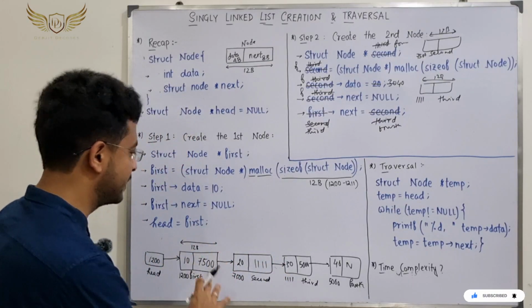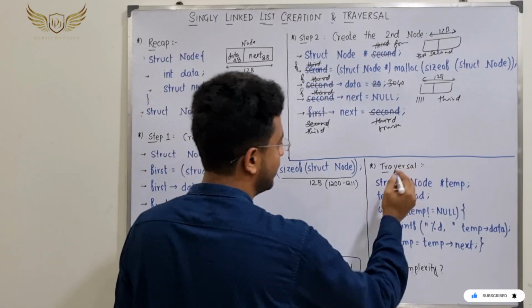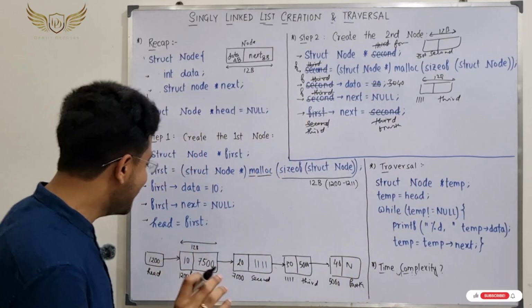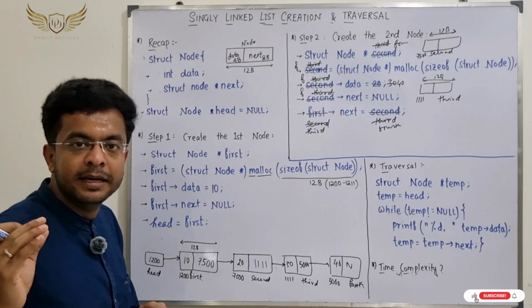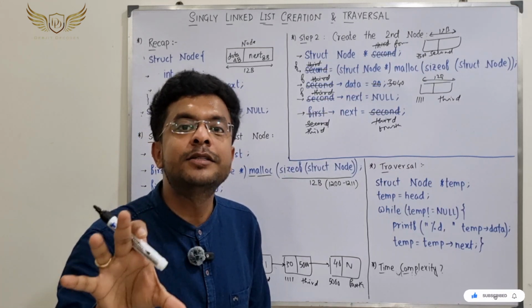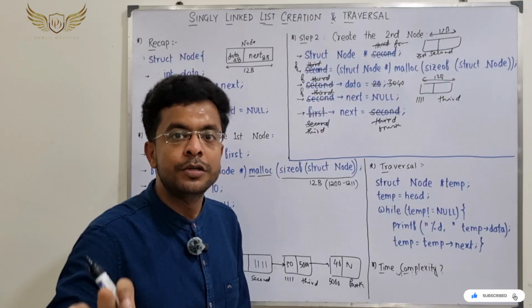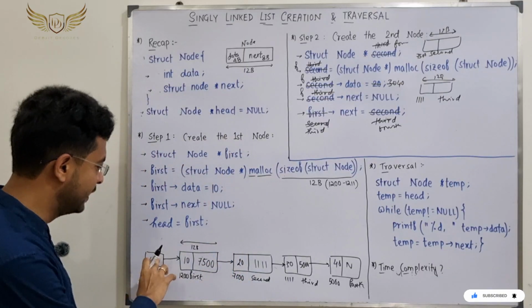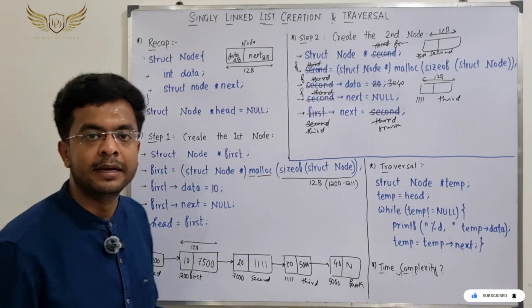Right? Now how to traverse? Now the question is how to traverse. So the traversal part. See, we can traverse using head. That's what I am saying. That head is holding the address of the first location. So in that case, we can start traversing using head. So head arrow data will be giving 10.